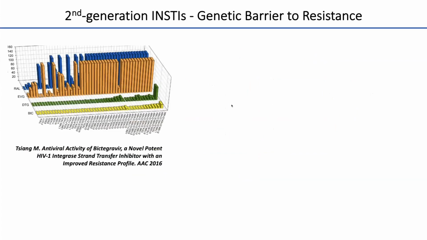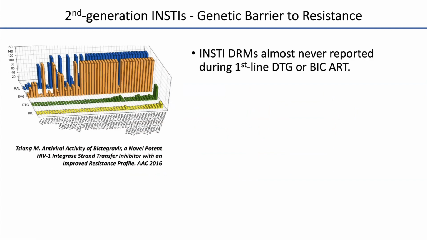As shown in the figure here, many of the integrase mutations that cause high levels of resistance to the first generation INSTIs, raltegravir and elvitegravir, cause very low levels of cross-resistance to dolutegravir and bictegravir. In addition, INSTI DRMs have almost never been reported during the several thousand patients who've received first-line dolutegravir or bictegravir in clinical trials.